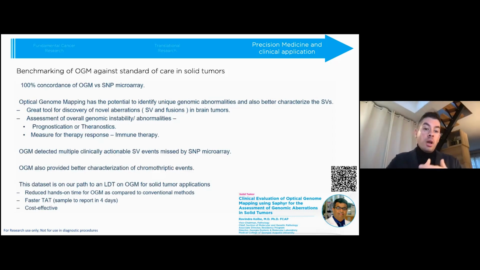And also the potential to improve SV characterization in those complex karyotypes that have been shown by Dr. Raka. So the results are so conclusive that this study is on the path of a laboratory developed test for solid tumor at Augusta University.